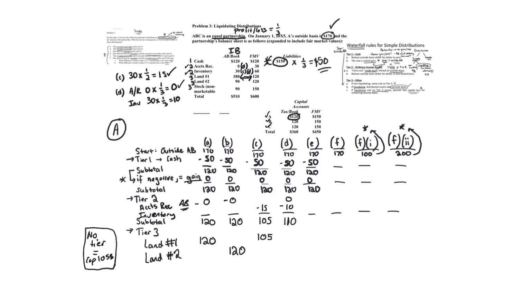And partner A is getting land number 2. So we give land number 2 110 basis. It's just whatever is left. Notice how that carries out, it just goes to that specific asset. Now, again, I want to remind you, this chart, this table, very helpful, does 2 things. Again, we have no gain in A through E because we went through that and there was no negative subtotal after the cash. And we don't have any loss yet because we still have tier 3 assets.